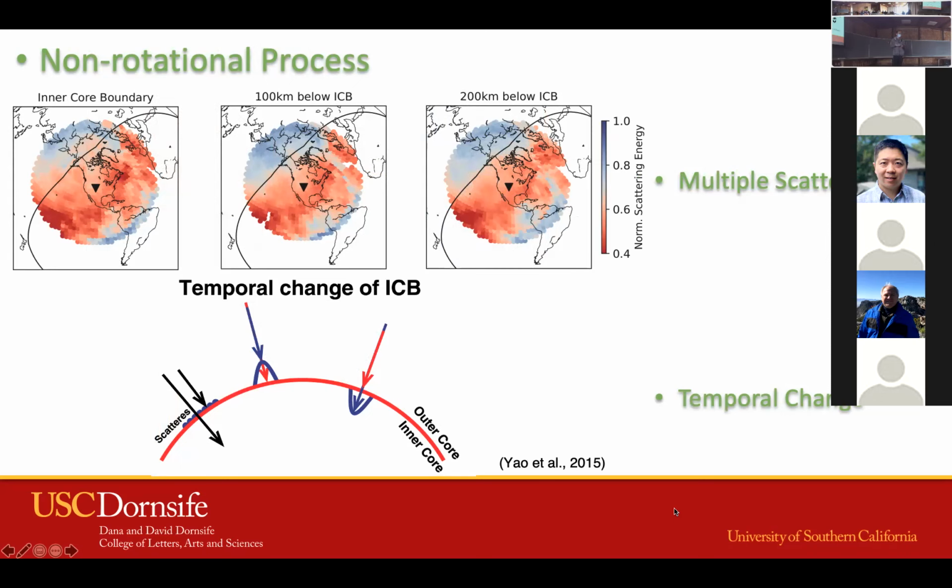The scattering strength is strong in this area, so the single scattering assumption may not be valid. Multiple scattering could happen. So this is one reason.